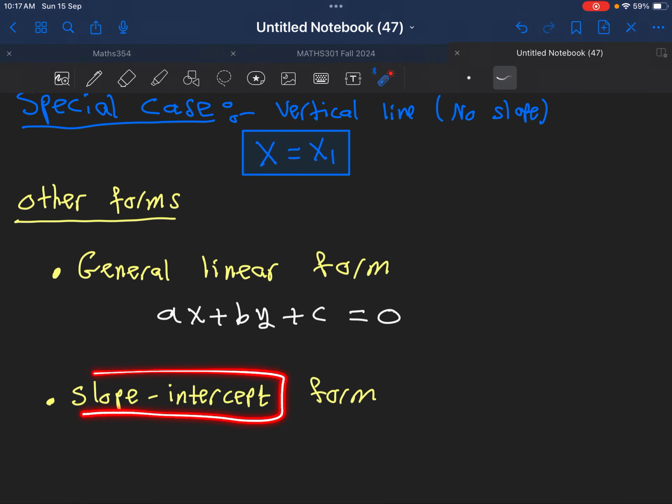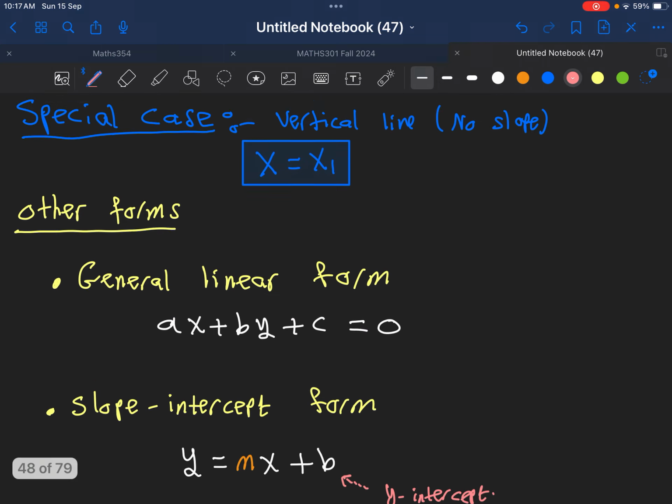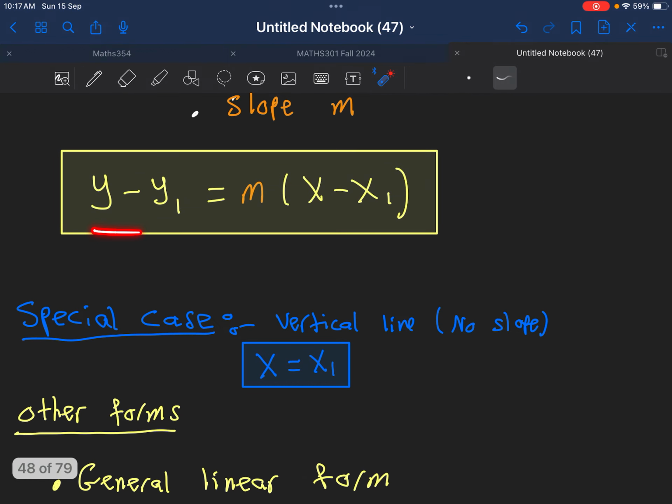Sometimes you are given the slope intercept form, which is a very important one, because in this one, you will just write y equal the slope with x plus b, and b will turn out to be the y-intercept. We will see this in the examples as we go, but keep those two in mind. Those are the two famous ones, plus this equation here.